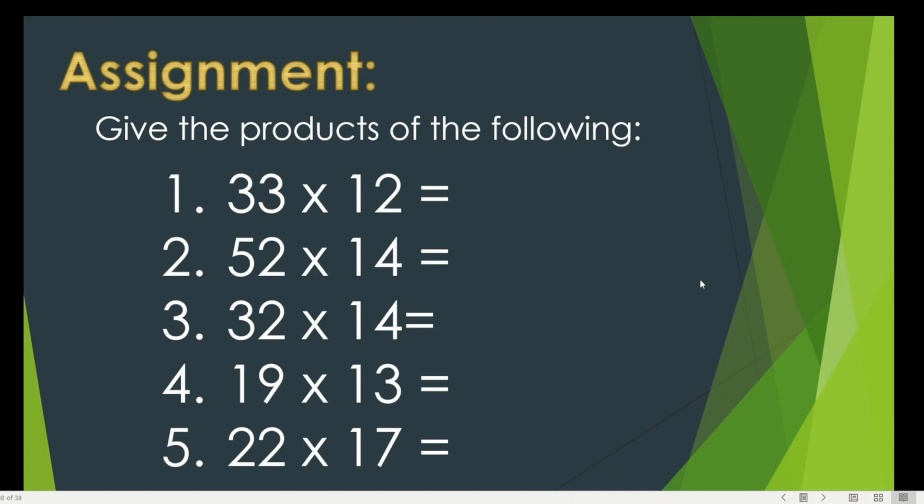Alright, so this is your assignment. Give the products of the following. So in number 1, we have 33 times 12. Number 2, we have 52 times 14. In number 3, we have 32 times 14. In number 4, we have 19 times 13. And for number 5, we have 22 times 17.